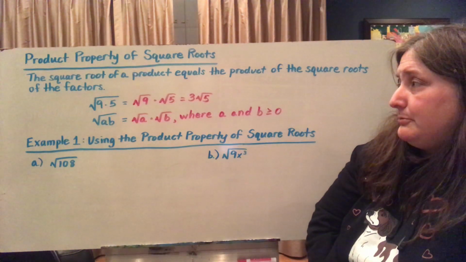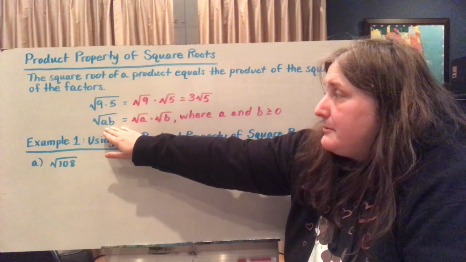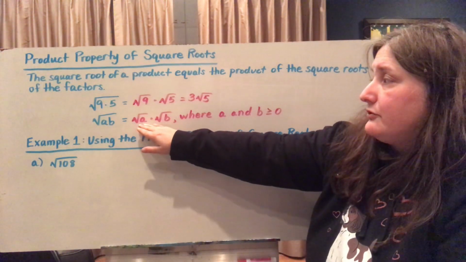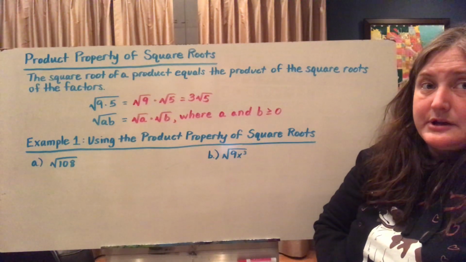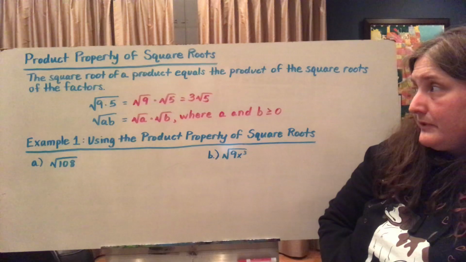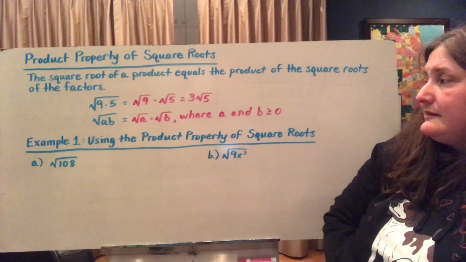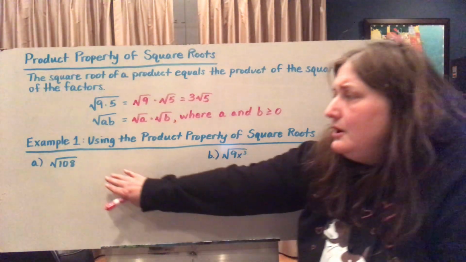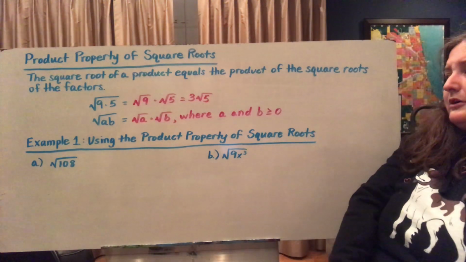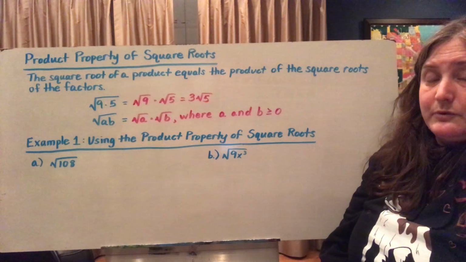Basically what we're saying algebraically is if you're square rooting two numbers that are being multiplied together, you can find their square roots independently as long as a and b are greater than or equal to the number 0. We can't have square roots of negative numbers. So let's apply this property to a couple problems here. So here we're being asked to find the square root of 108, and we want to simplify this, and 108 is not a perfect square.